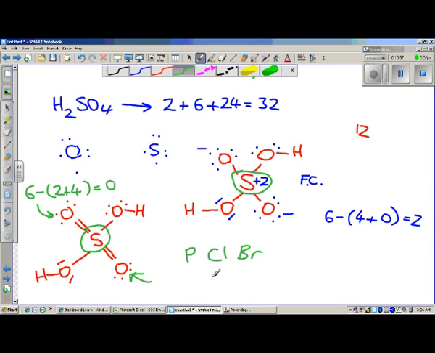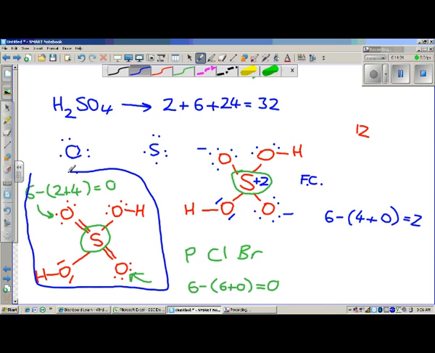Now you might not have thought so, but let's just do the formal charge. Sulfur has 6 valence electrons. In this case it's got 6 bonds to it, no lone pairs, so therefore the formal charge of sulfur is 0. So this is the best Lewis structure for sulfuric acid, because there are no formal charges, even though the sulfur is violating the octet rule. Okay?